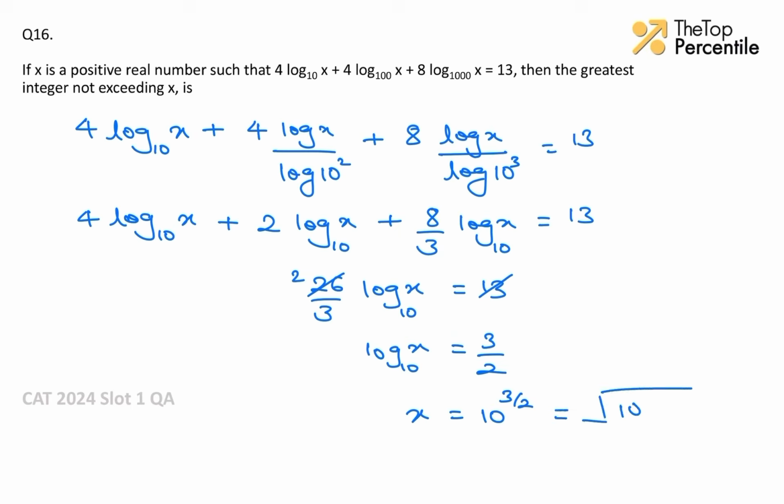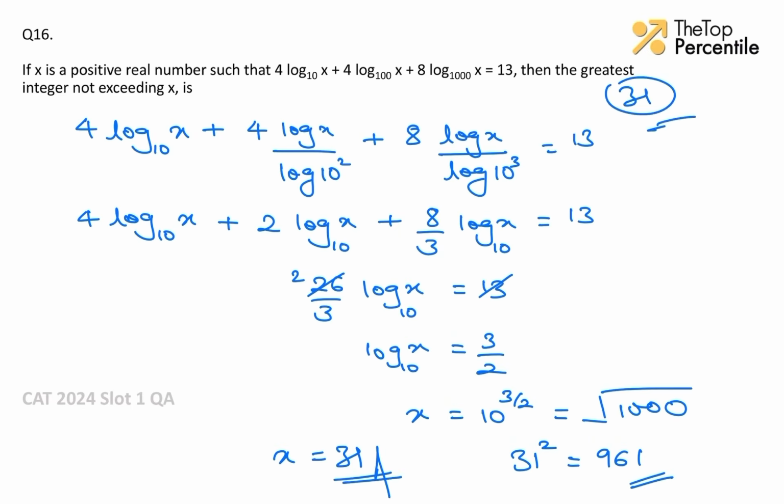or root of 1000. Now the nearest square root below 1000 is that of 31 square, which is 961. So the greatest integer that will not exceed x will be 31. So that will be my answer, 31.